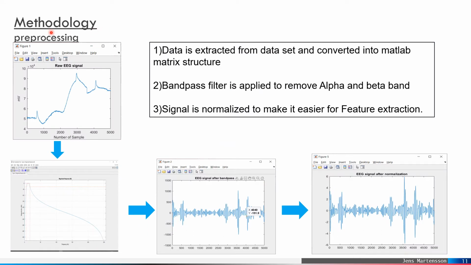So this is one of the pre-processing steps that I've already done for patient S29. This is his EEG data for his first electrode, electrode 1. Okay, so what happens here is the data is extracted from the data set and converted to a matrix structure. Next it's passed through a bandpass filter, depending on whether you want alpha or beta. So here I put alpha, and then we get this EEG signal, and lastly we normalize this signal so that it will be easier for feature extraction later.